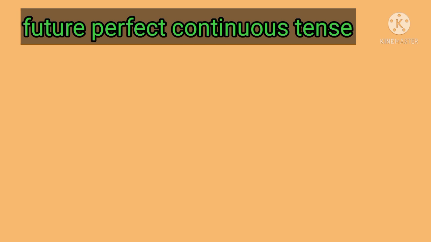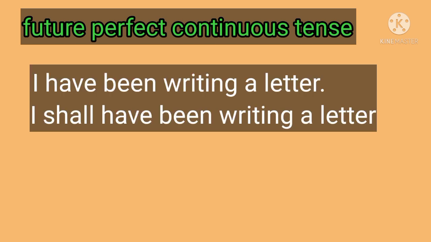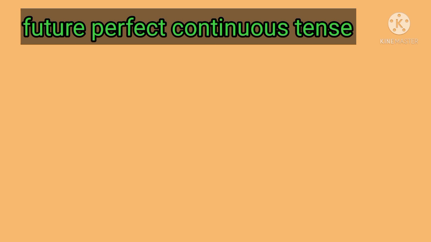Future perfect continuous tense. Future perfect continuous tense is formed by adding shall or will before the present perfect continuous tense. The example in the present perfect continuous tense, that is, I have been writing a letter, becomes I shall have been writing a letter in the future perfect continuous tense. The future perfect continuous tense is used to indicate an action represented as being in progress over a period of time that will end in future. The action has started at a prior time.